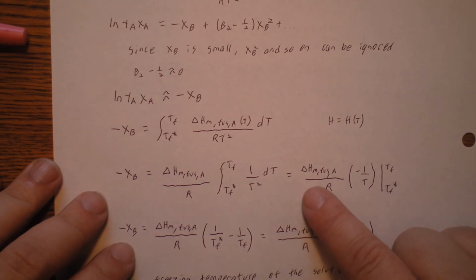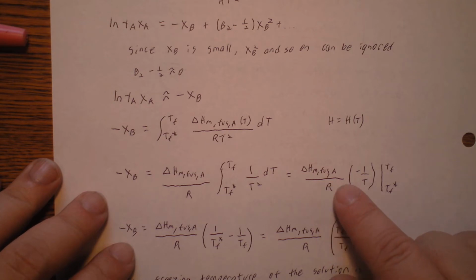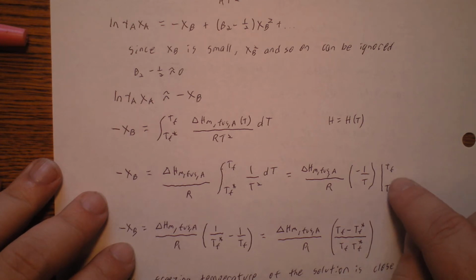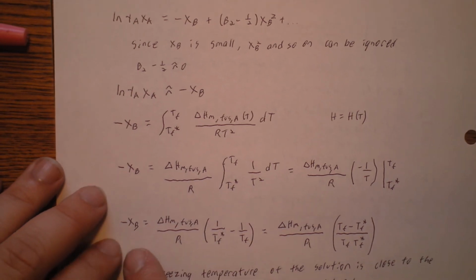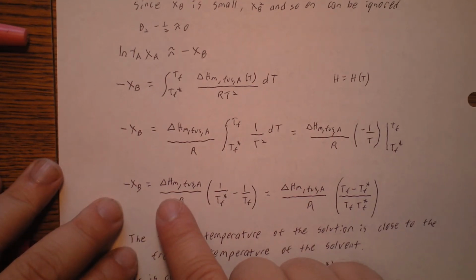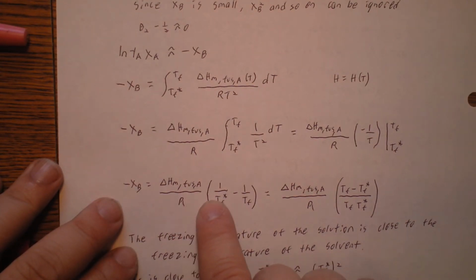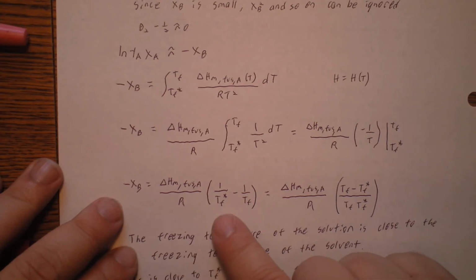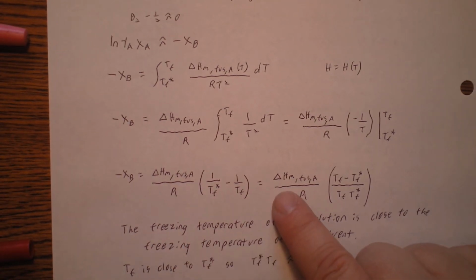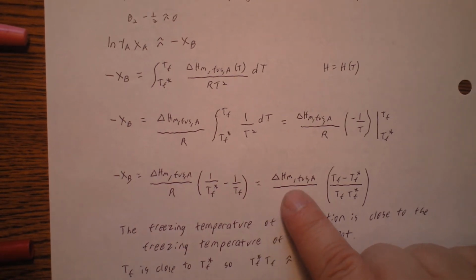And that's going to be equal to delta H molar of fusion of A divided by R. That integral is minus 1 over T evaluated from TF star to TF. So that gives us minus chi B is equal to the delta H molar fusion of A over R times 1 over TF star minus 1 over TF. Or you can rewrite that with a common denominator and you'll get the change in enthalpy, the molar enthalpy of fusion of substance A over R.